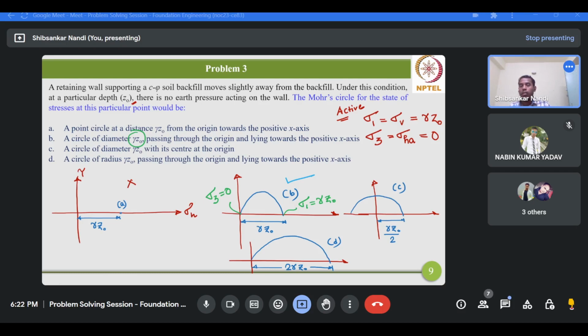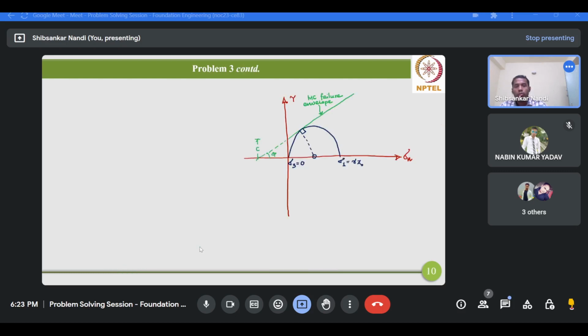Any confusion? If it is fine, then we'll go further. So the answer is option B. And here it is shown very clearly that this is the Mohr-Coulomb failure envelope for a cohesive frictional soil, and this is the Mohr circle, which is representing the given state of stress.